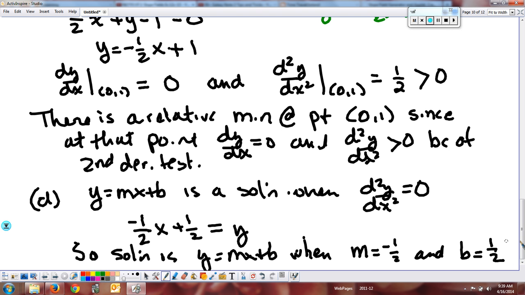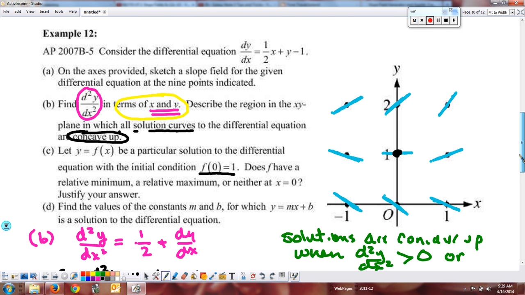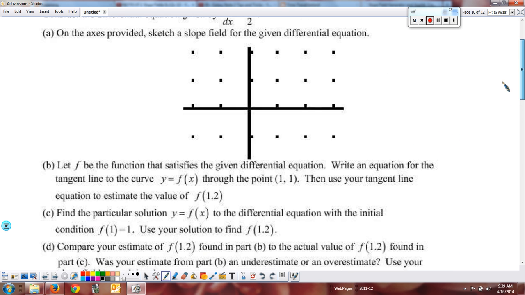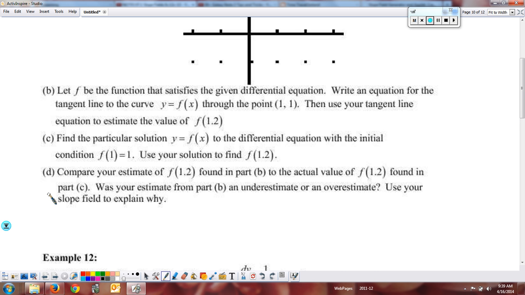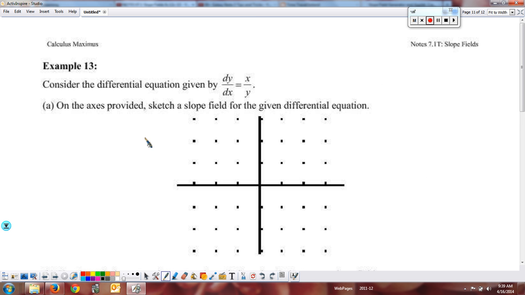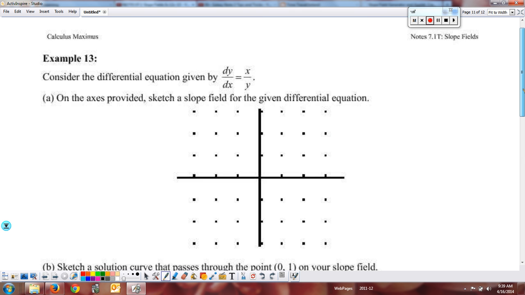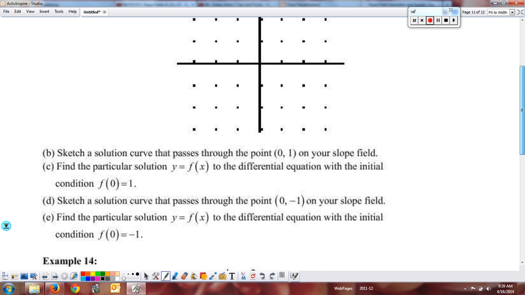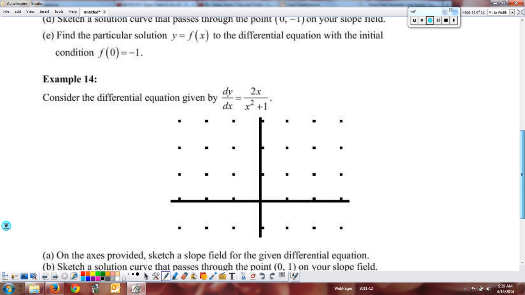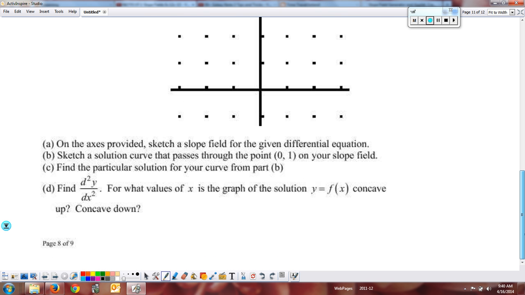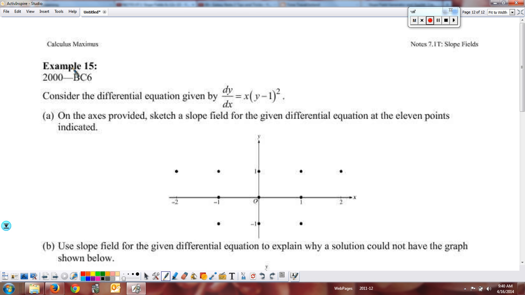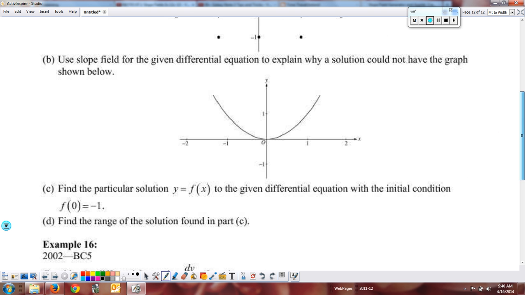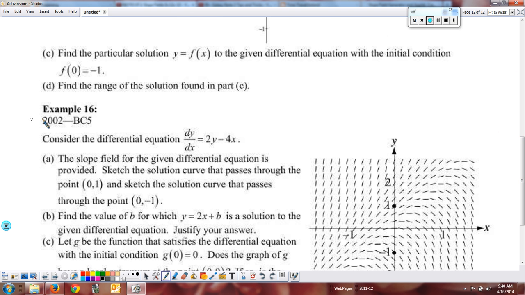So that's an example of what you're going to see for a free response type problem on the AP. I will leave you to go ahead and do example 11 on your own, and let's see, what else do we have on here? Example 13 would be another good one to take a look at. And example 14, I will leave that for you. I'll put some solutions up for you for these. When you get to this last page, don't worry about example 15. That was on a BC test, so you can kind of skip over that. And you don't need to worry about example 16.